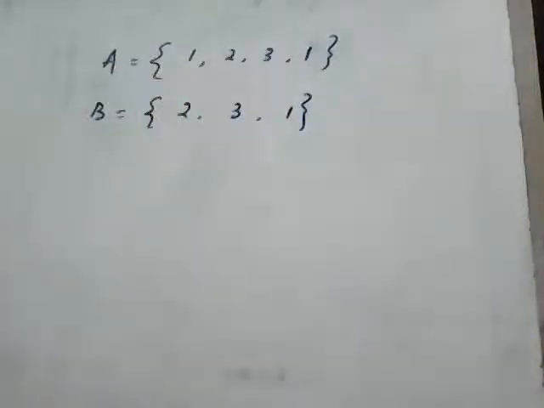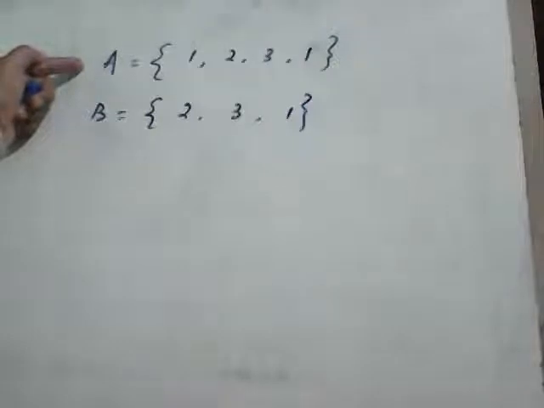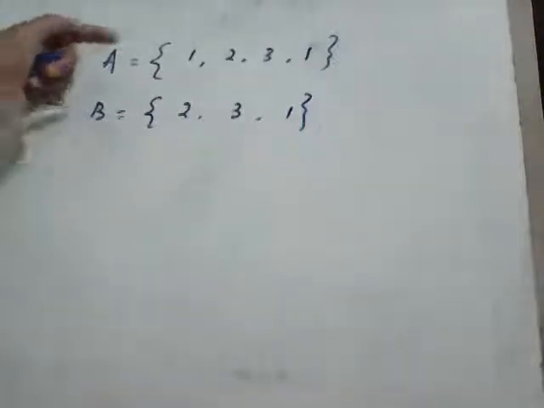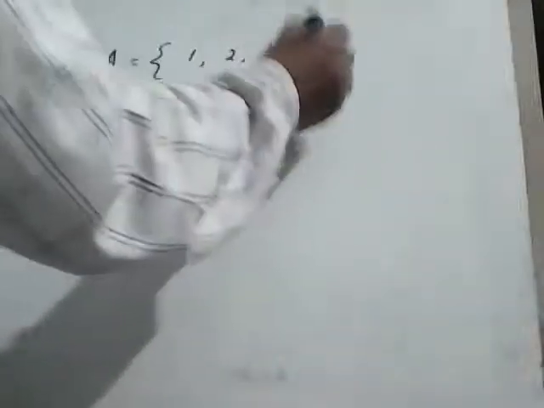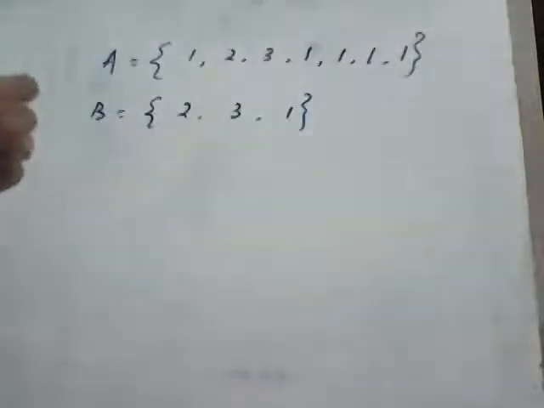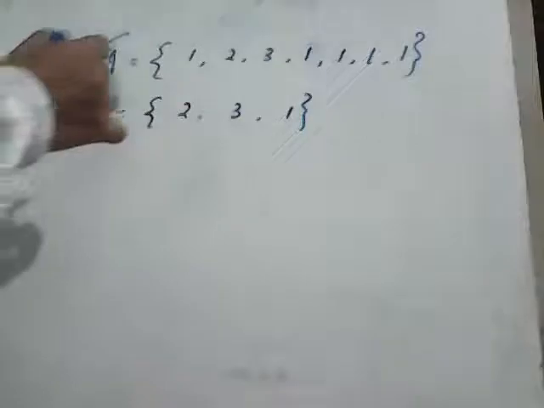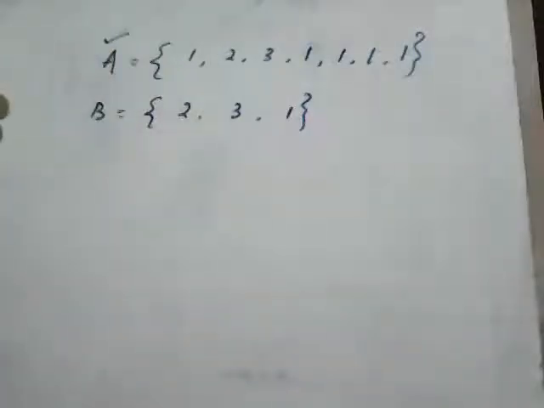Now you observe. Actually, exactly three elements are present in set A, but 1 is written twice. If that element 1 is written many times, we will consider the set A has only three elements. Repetition of the elements will not be considered as more number of elements.